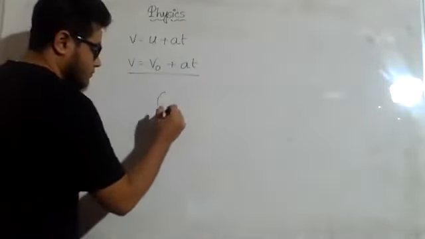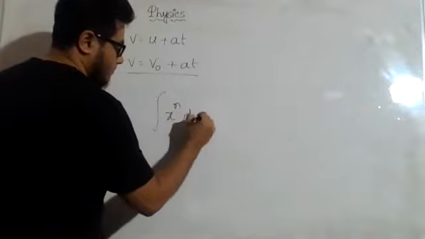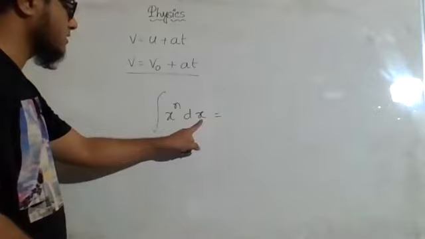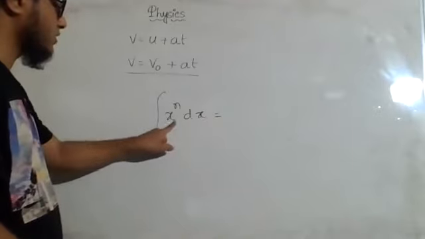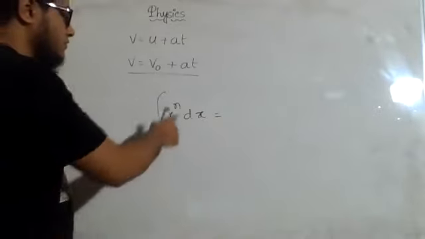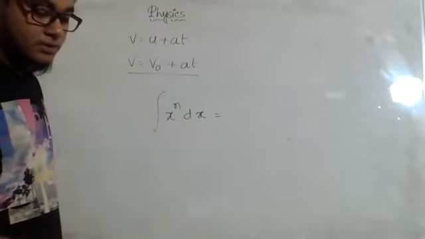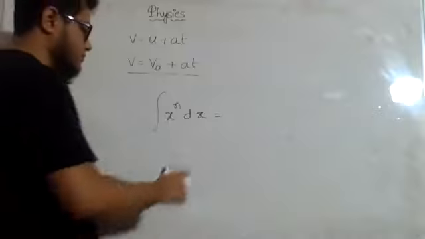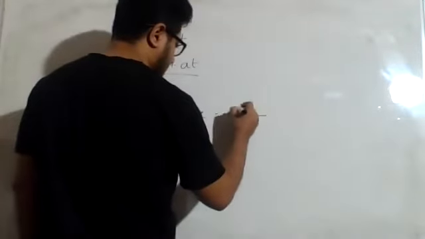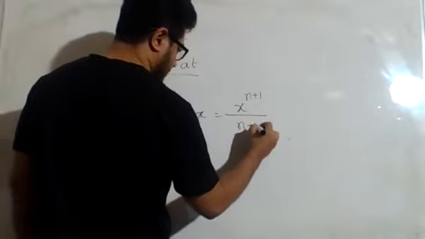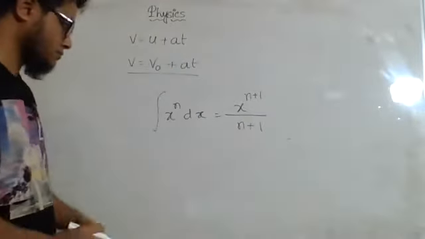So which formula do we need today? This one. When these two are the same, see this is x, this is also x to the power n. So whenever we are integrating x to the power n, how will we do it? The formula to do it is x to the power n plus 1 divided by n plus 1.